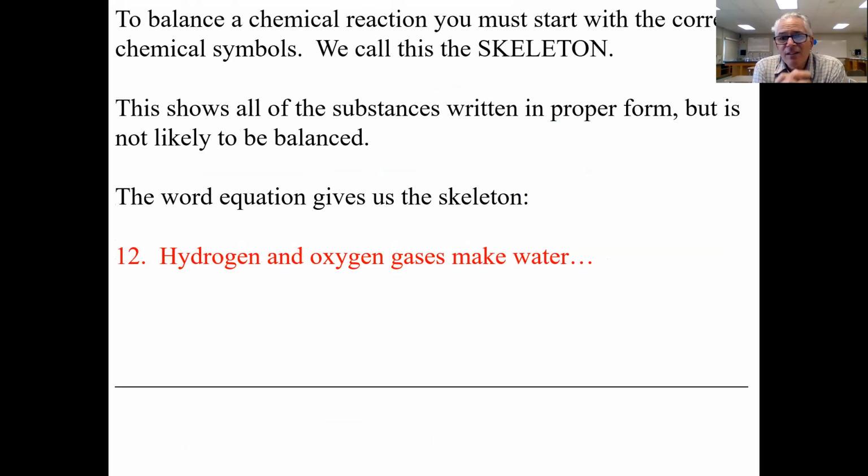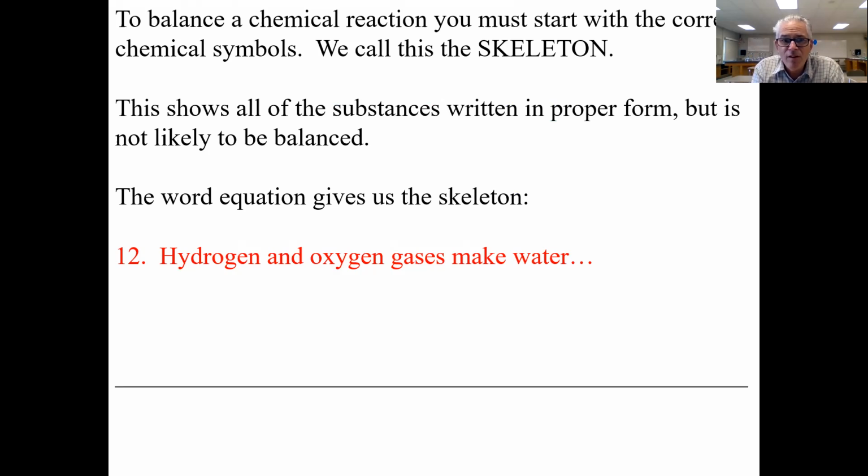To write a balanced chemical equation, the very first thing we have to write is called the skeleton. We got to kind of lay out the bones. And in order to do that, we have to write the proper formula. So we're going to use this red skeleton, this word equation to write the skeleton. Hydrogen and oxygen gases make water. For number 12, we have to write the chemical symbols.